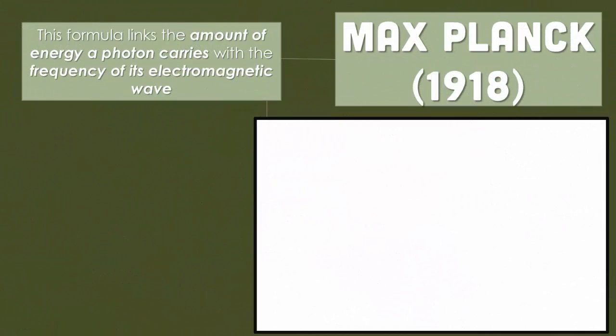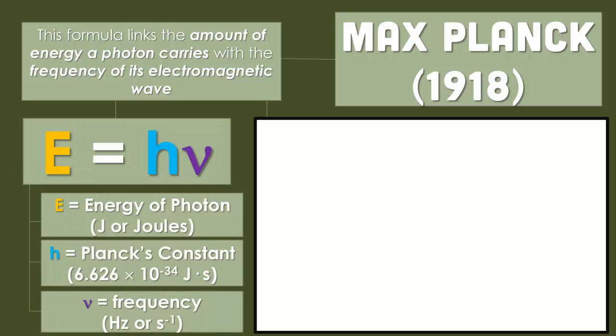So Max Planck came up with this formula, and it links the amount of energy a photon carries with the frequency of its electromagnetic wave. So E, capital E, is equal to h nu, and E is equal to the energy of a photon, which is going to be in joules. H is Planck's constant, which is 6.626 times 10 to the negative 34th joule-seconds. And nu is again the frequency, which is represented in hertz or per seconds.